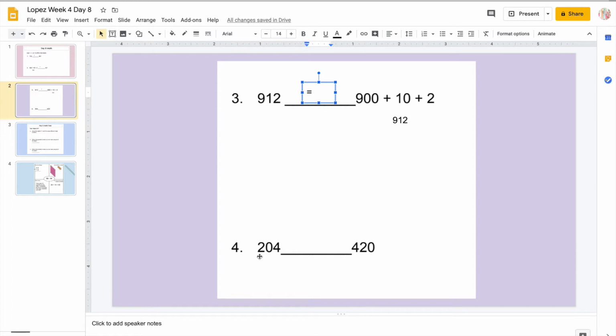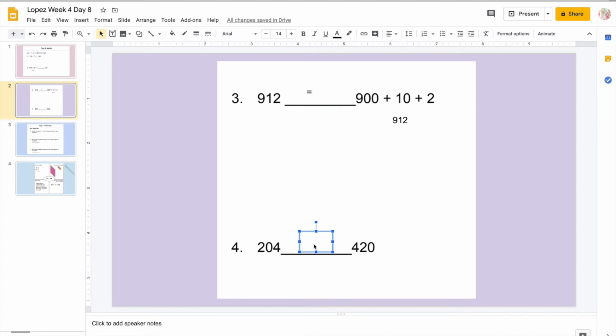Here we have a 2. Here we have a 4. We don't even need to move on to the tens column, because we are able to compare these numbers based on the digit and its value in the hundreds column. We have a 2 and a 4. We know that 2 is less than 4, so we know 204 is less than 420. Okay, and then we are going to move on.